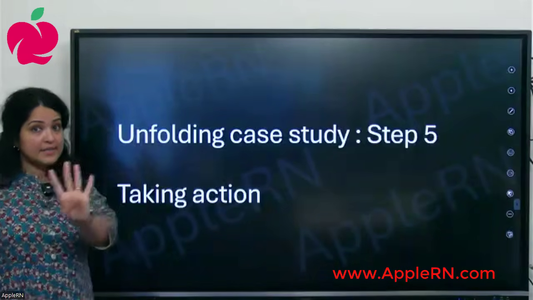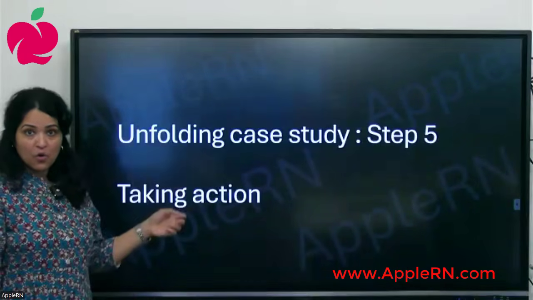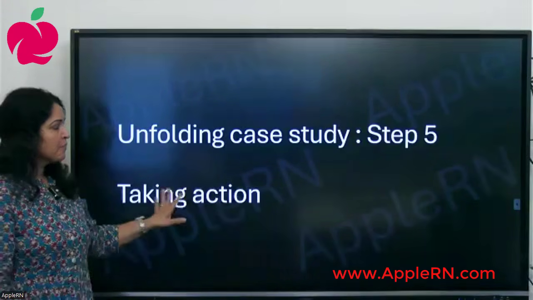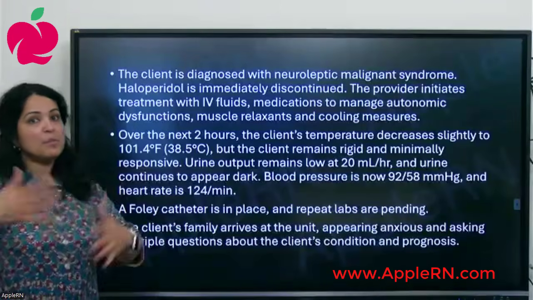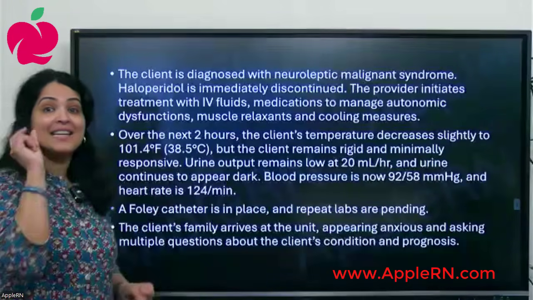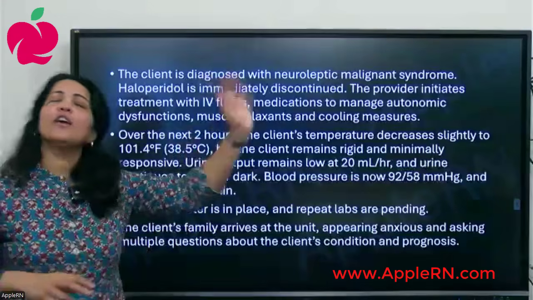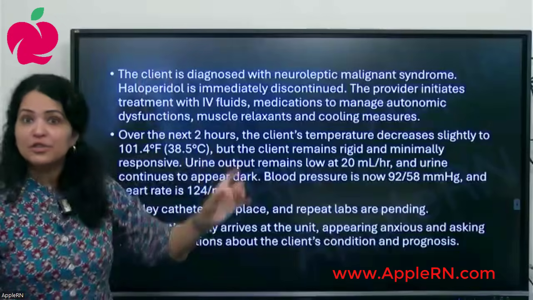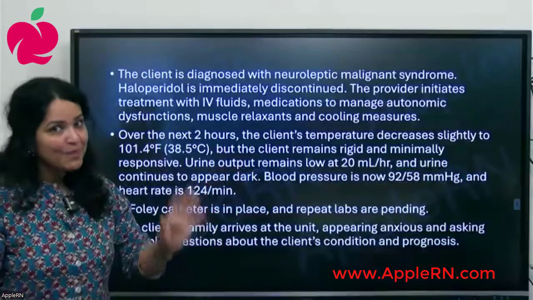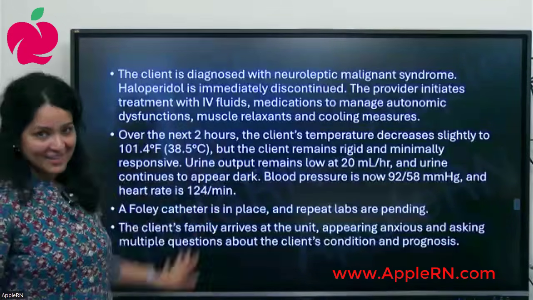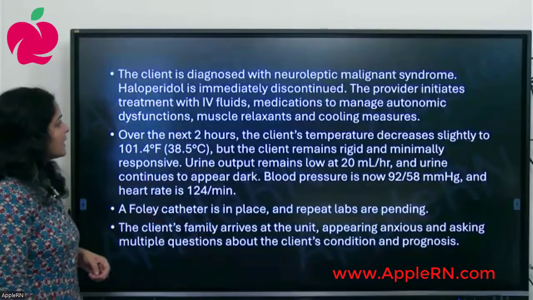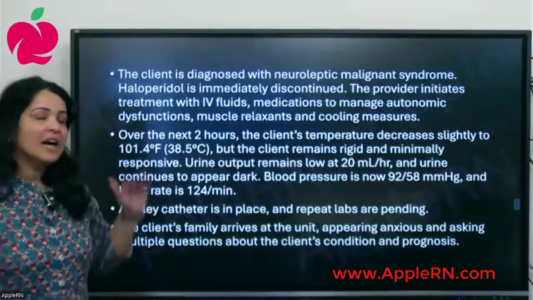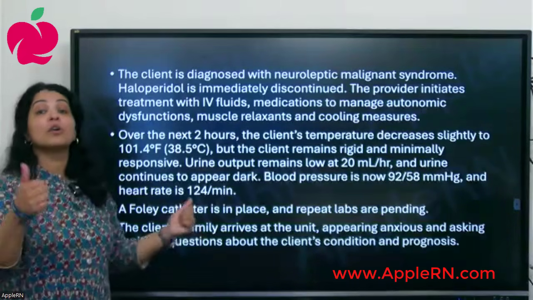So we did 4. Now we are going into the 5th question, which is taking action. On this one, it's a little bit more information, and this is where you will see a new tab. So you have been reading all these things, and then on the 5th question there's a new tab. Now we have to make sure that we click on the tab and read this, right? It says the client is diagnosed with neuroleptic malignant syndrome, which we already knew. Haloperidol is immediately discontinued. Good.